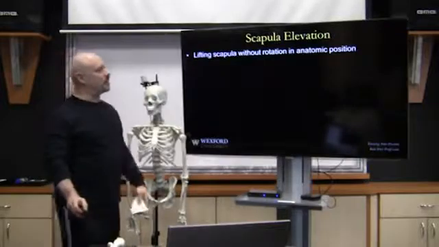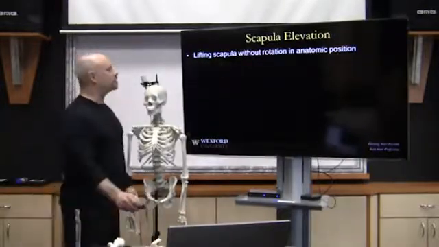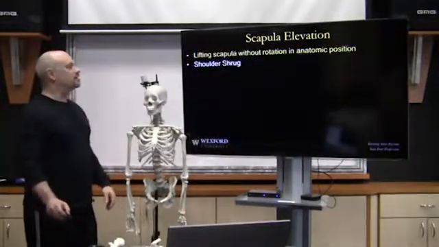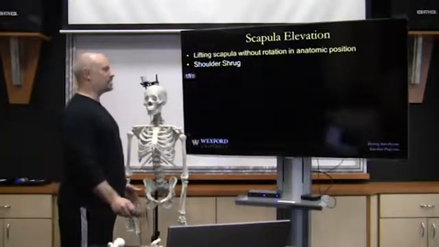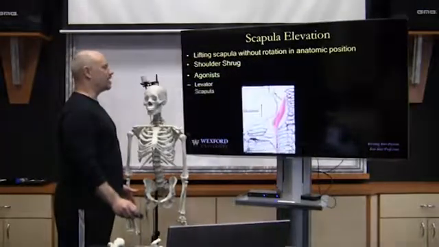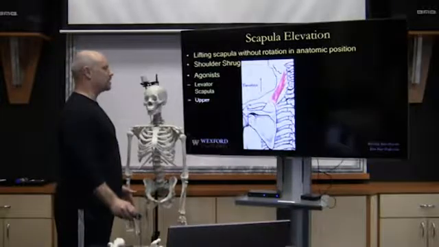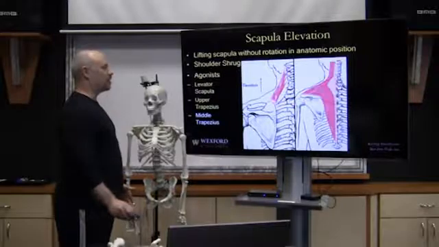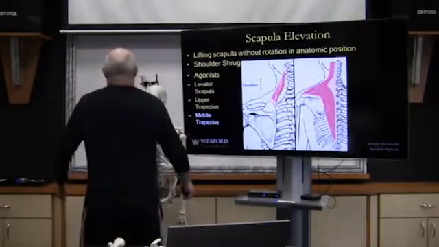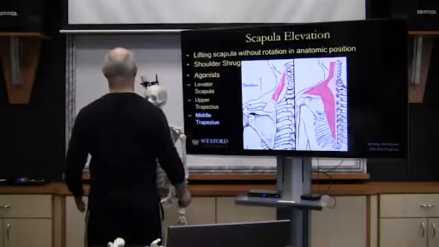Now, lifting the scapula with that rotation in the anatomical position. How do you do that? Let's look at a shoulder shrug. So we can have the shoulder blades, the agonists there: the levator scapulae, the upper trapezius, and the middle trapezius too. Because if we do that, we're in the anatomical neutral position.